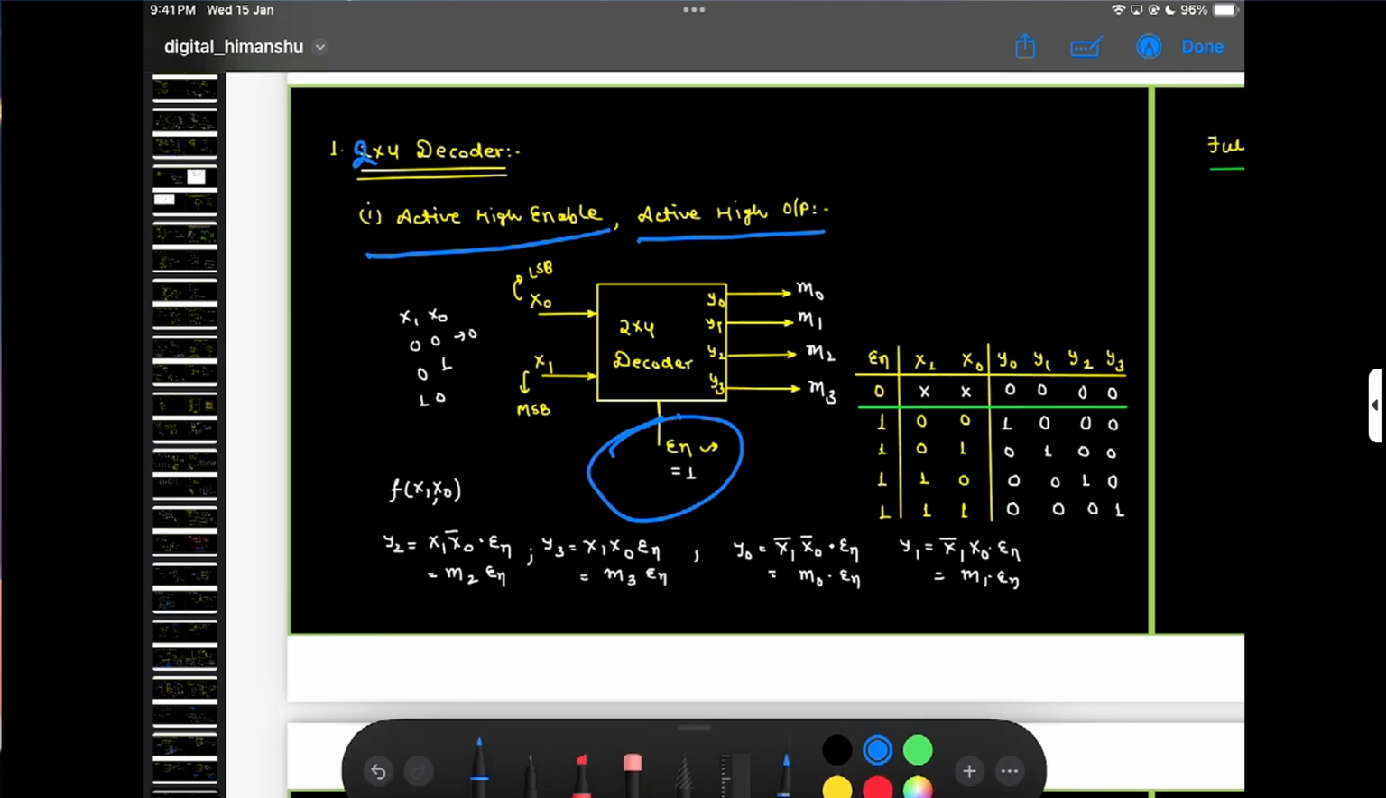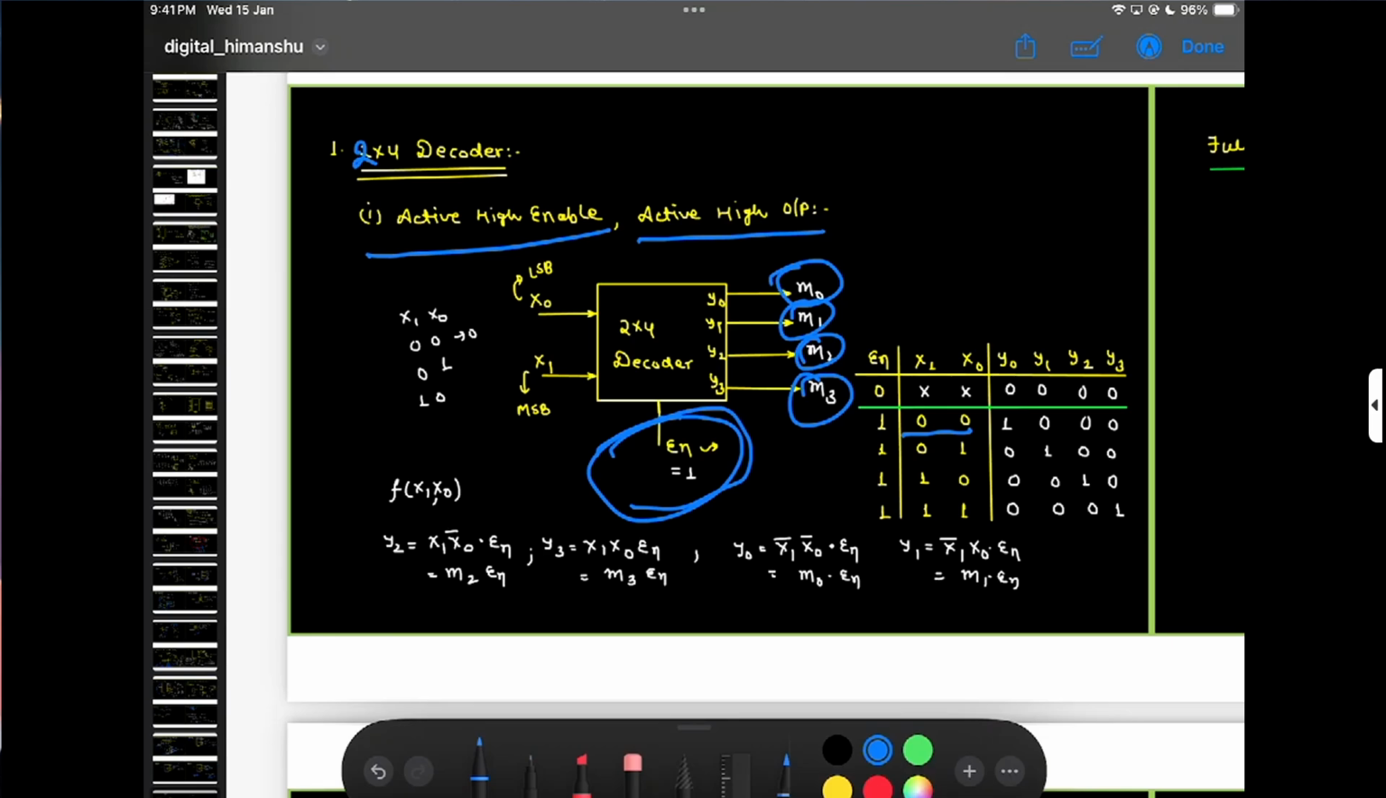So here we take the extra line that is enable. If my active high is high, only at that time it gives me the output like M0, M1, M2, M3. And if my input is 0 0, then my output is Y0 1.